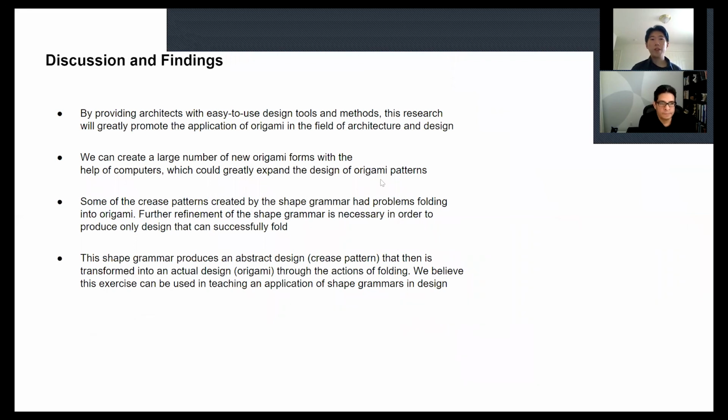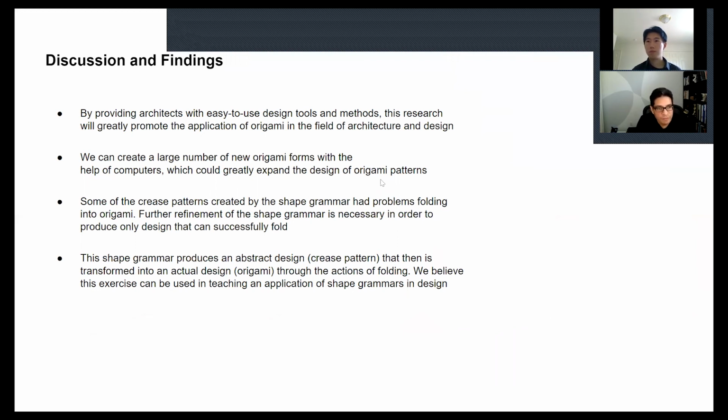And by providing architects with easy-to-use design tools and methods, this research will greatly promote the application of origami in the field of architecture and design. We can also create a large number of origami forms with the help of computers, which could greatly expand the design of origami patterns.